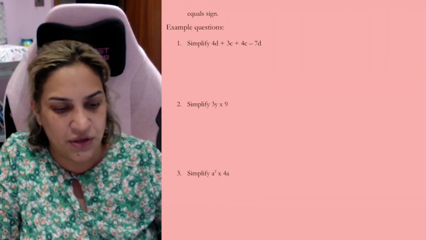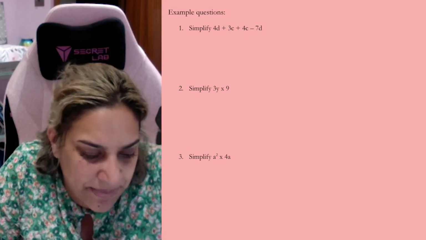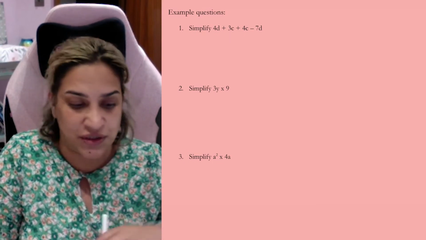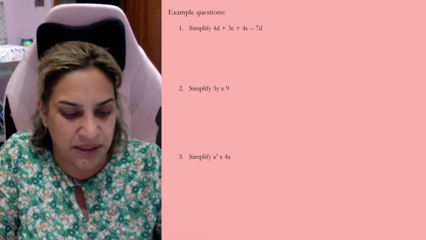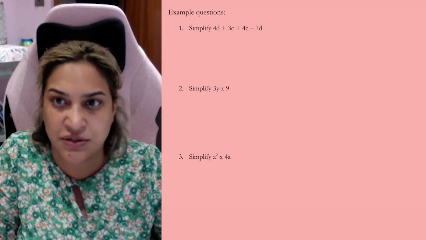Okay, you're going to be looking at inequality signs, solving, rearranging, but we'll go through the example questions really slowly. The first one we've got here is to simplify an expression. We've got 4D plus 3C plus 4C minus 3D.